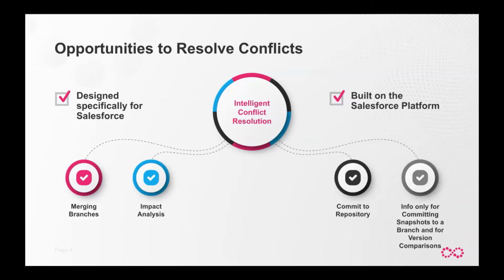And finally, we have that same merge conflict screen that we use for some view only or read only purposes. For example, when you're committing a snapshot to a branch and you have differences, or when you're comparing different versions of a component on a branch, you'll see a similar screen with the same look and feel, but it is for informational purposes.